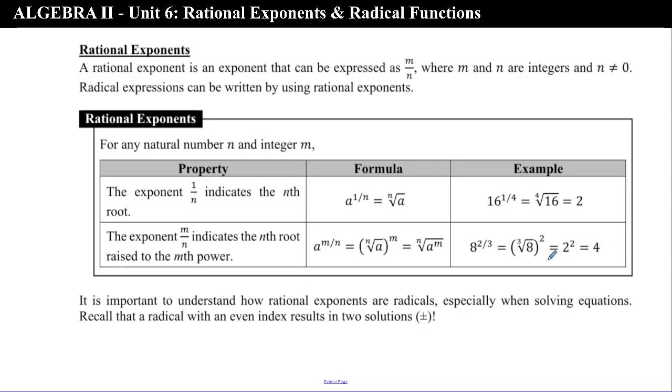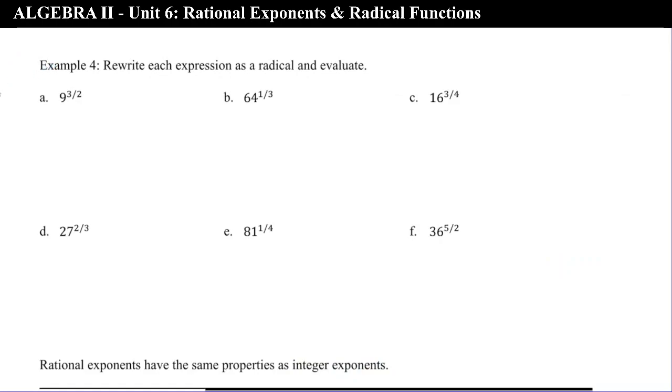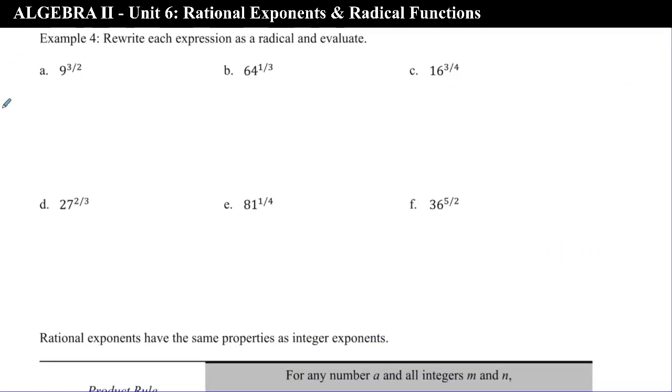It's important to understand how rational exponents are radicals, especially when solving equations. Remember that a radical with an even index results in 2 solutions. So let's do a few examples of this. Let's rewrite each expression as a radical and evaluate it. 9 to the 3 halves is the same as the square root of 9 raised to the third. The square root of 9 is 3, so 3 to the third gives you 27.